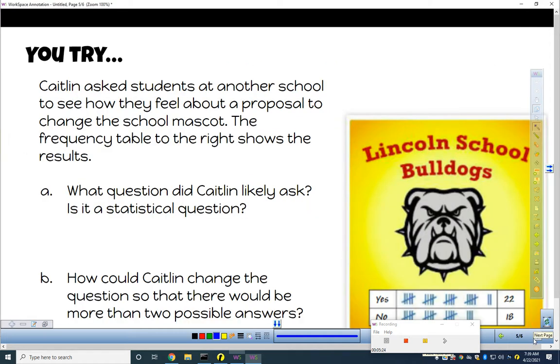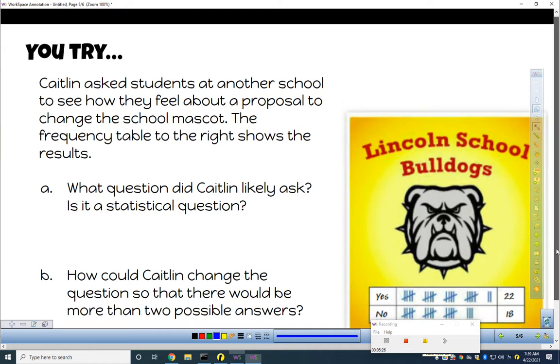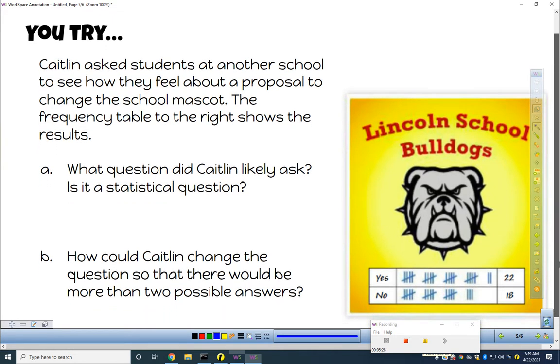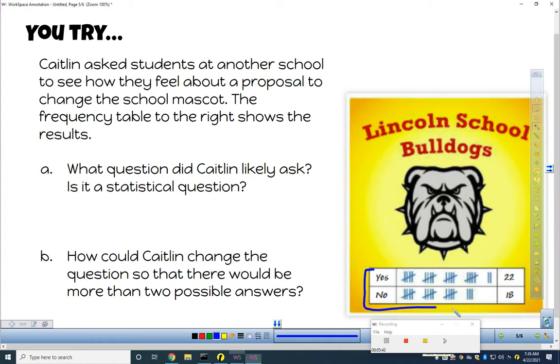Again, go ahead and pause the screen and try this question. Caitlin asks students at another school to see how they feel about a proposal to change the mascot. The frequency table to the right shows the results. This is a frequency table down here in the corner. What question did Caitlin likely ask? Is this a statistical question?